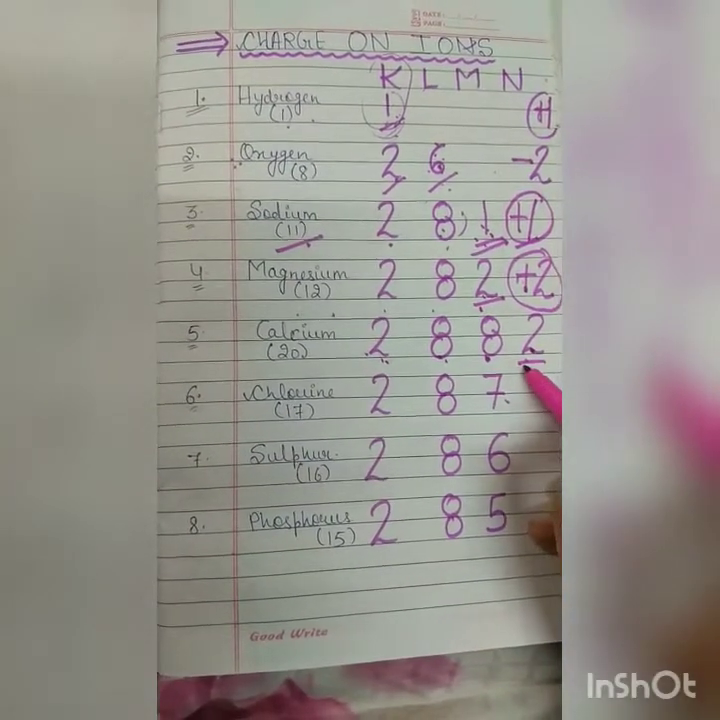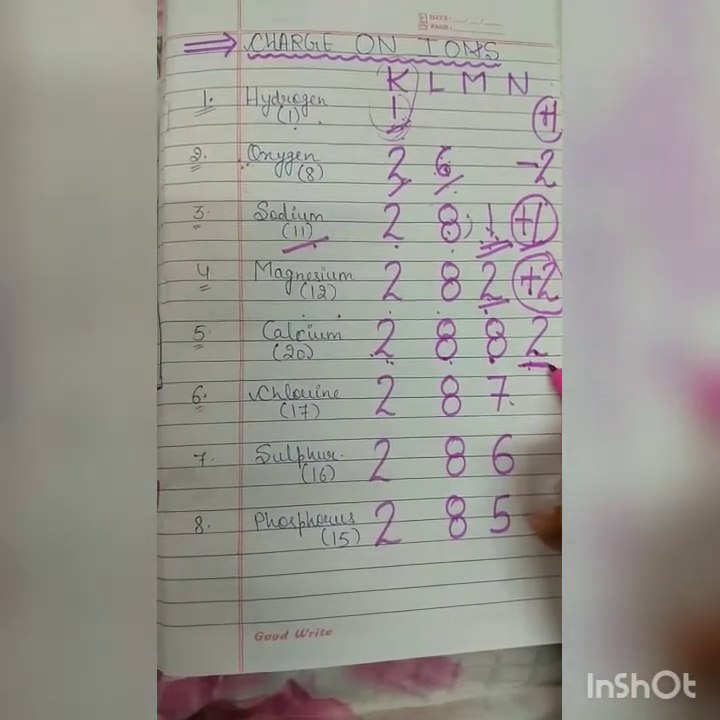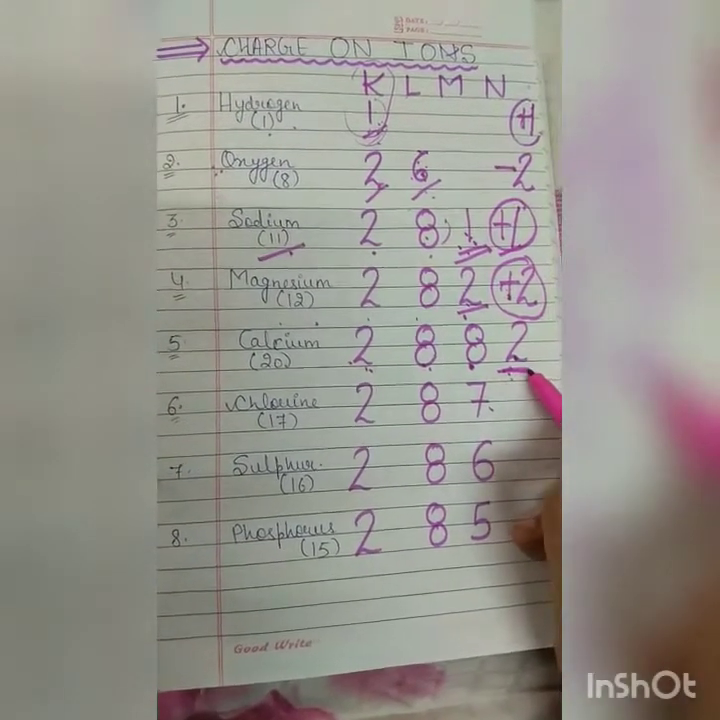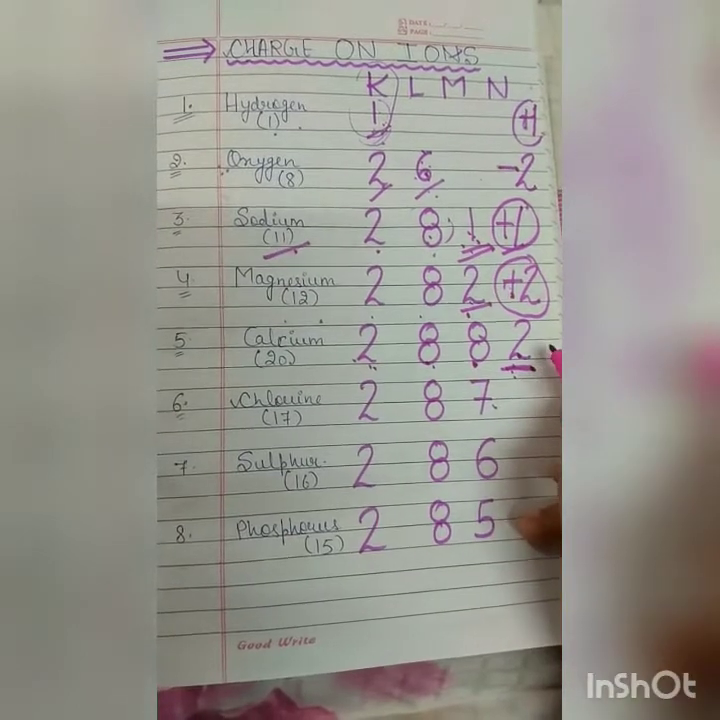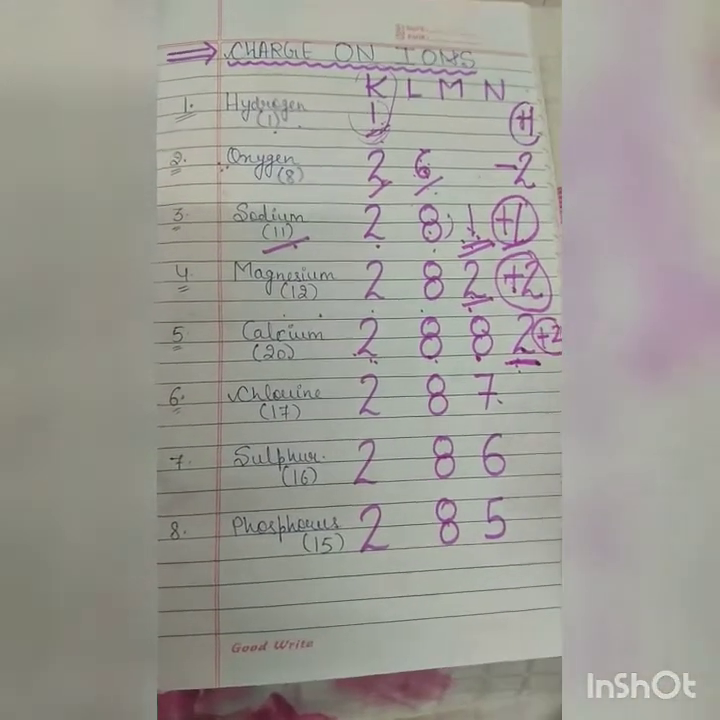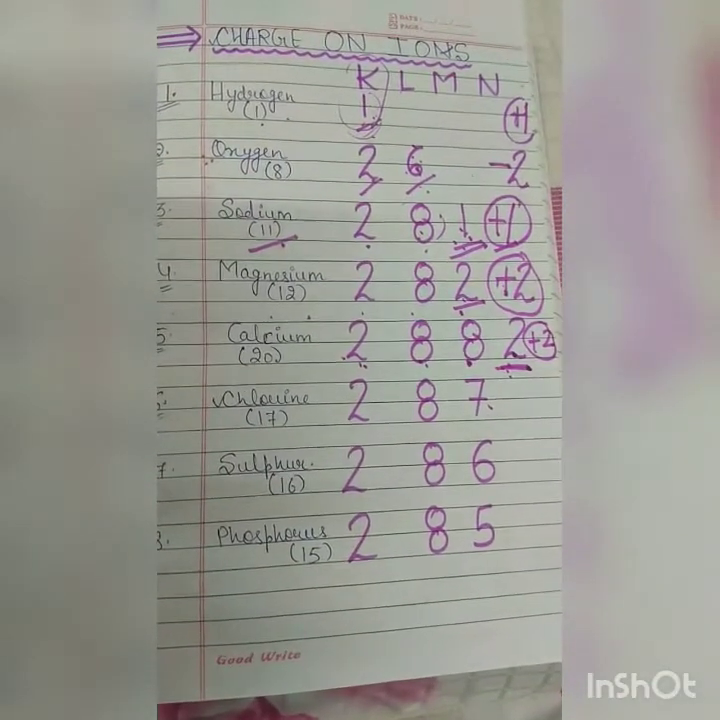So according to this rule, the last shell should have 8 electrons, but here only 2 electrons are left. So calcium again will lose 2 electrons and will acquire plus 2. That is its valency. Got it?